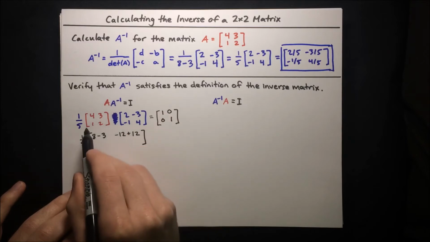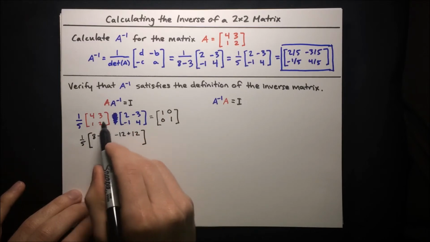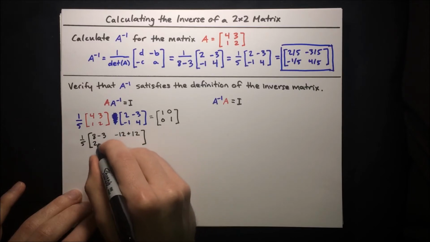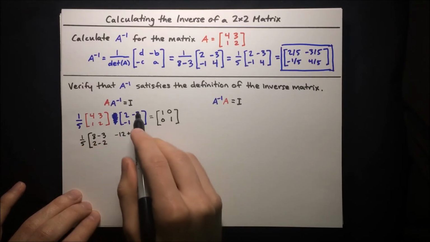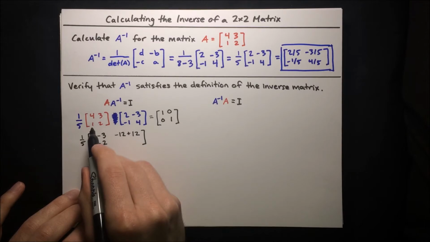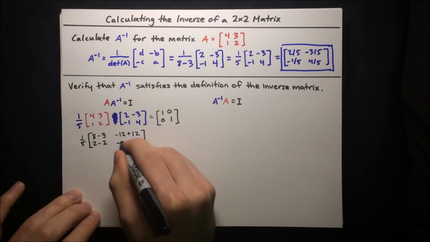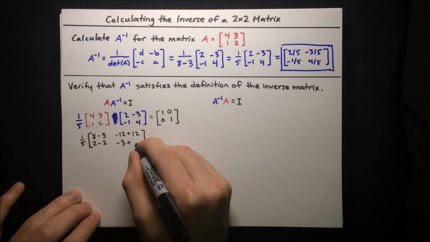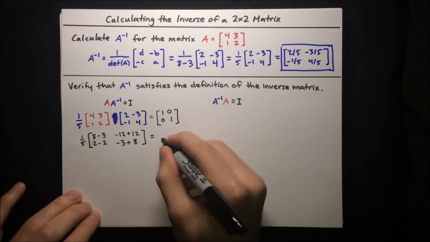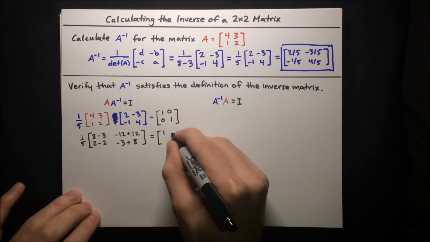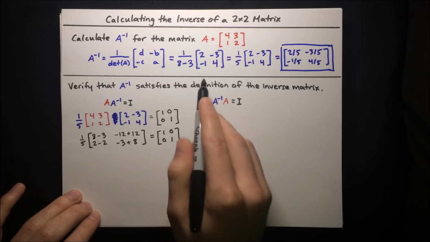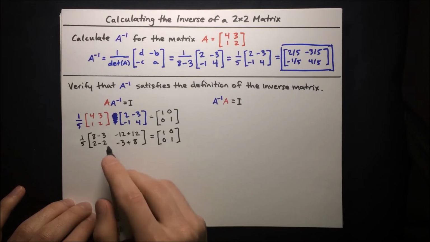And then bottom row times left column is 1 times 2 is 2, and then 2 times negative 1 is negative 2. Then bottom row times right column is 1 times negative 3 is negative 3, and then 2 times 4 is 8, so negative 3 plus 8. And let's hope that it comes out to the identity matrix. Otherwise, if it doesn't, then we know we did something wrong in our computations. But this looks pretty good.